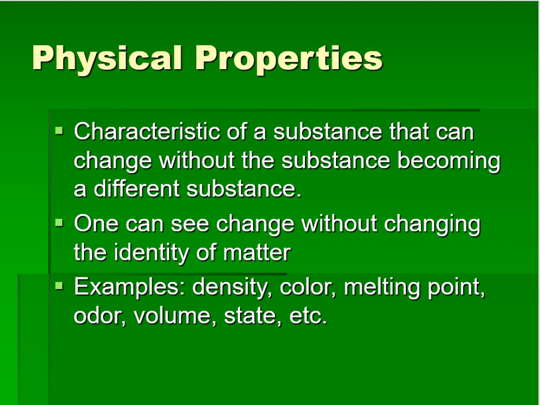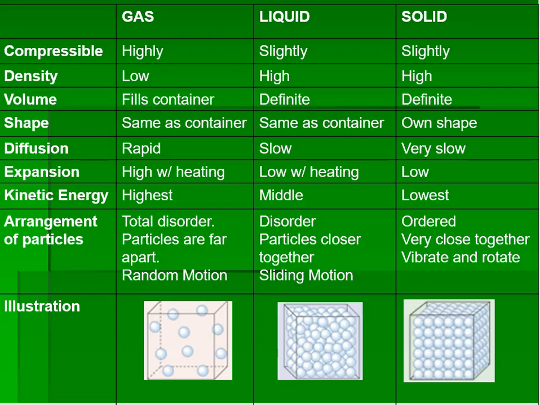Some examples would be density. The color of a substance can change without it actually being a different substance. The melting point is a physical property. The odor or the smell of a substance, as well as its volume and a state of matter, which we're going to talk about a little bit more in detail. So again, those are just some examples of physical properties. And again, physical meaning that the physical component of it is there, and that if a change were to happen, the substance would not change its identity.